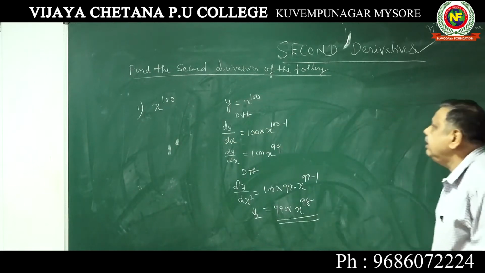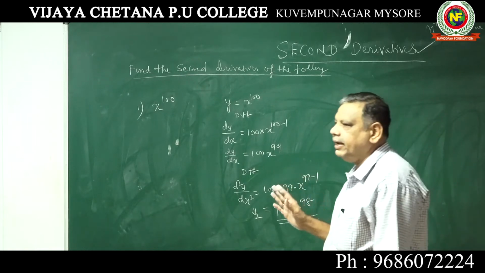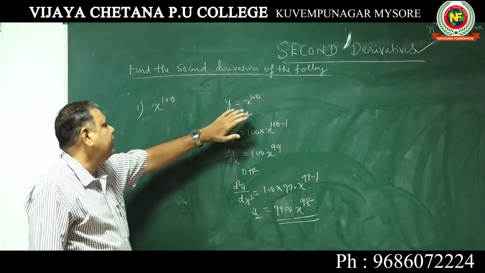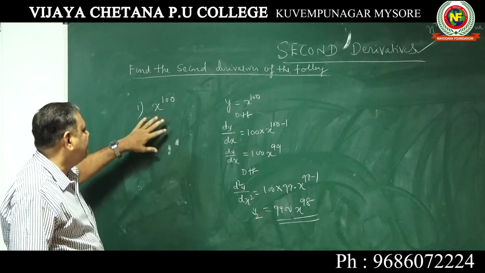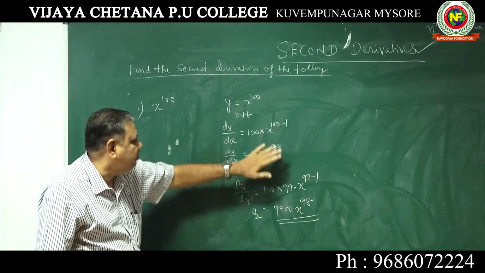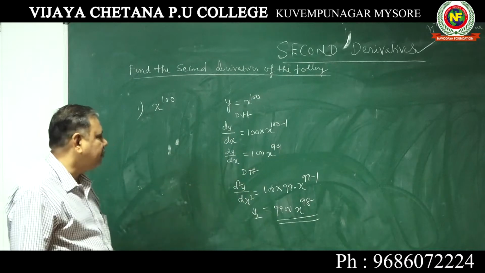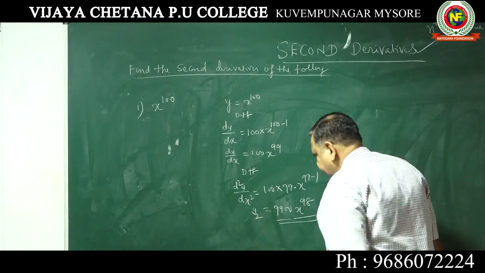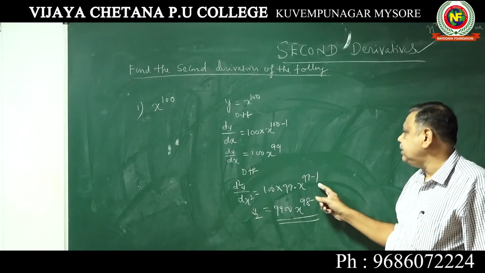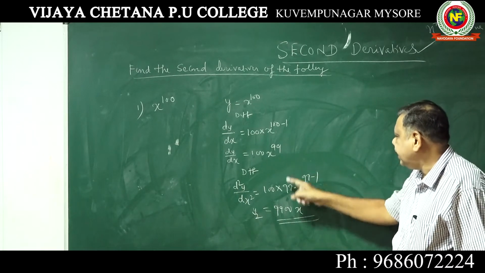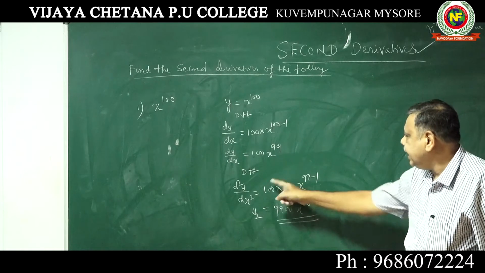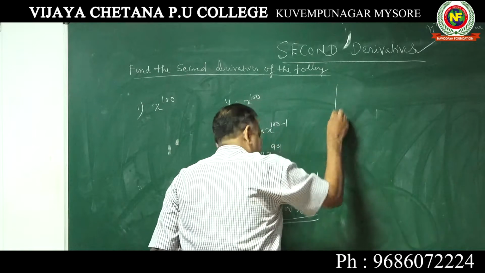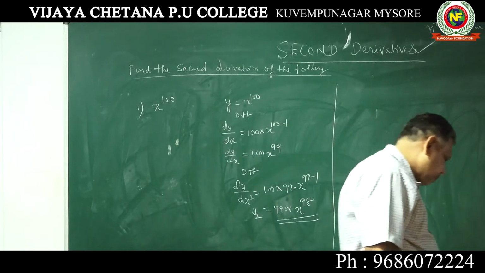I will explain again. When they give you find the second derivative of the function, you take it as y. y is equal to x to the power of 100. Now when you differentiate, dy by dx is 100 x to the power of 99. Further differentiate, nx to the power of n minus 1, 100 into 99, write d square y over dx square, 99 x to the power of 99 minus 1. The answer is 99 into 100 is 9900 x to the power of 98. Yes, take the next problem.